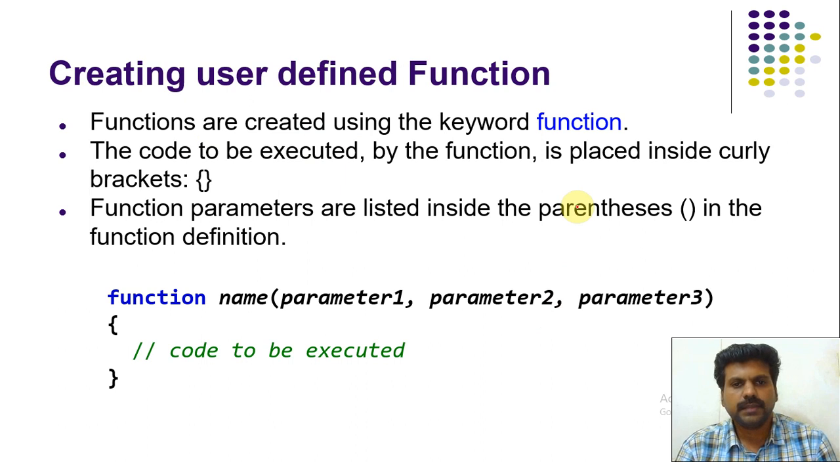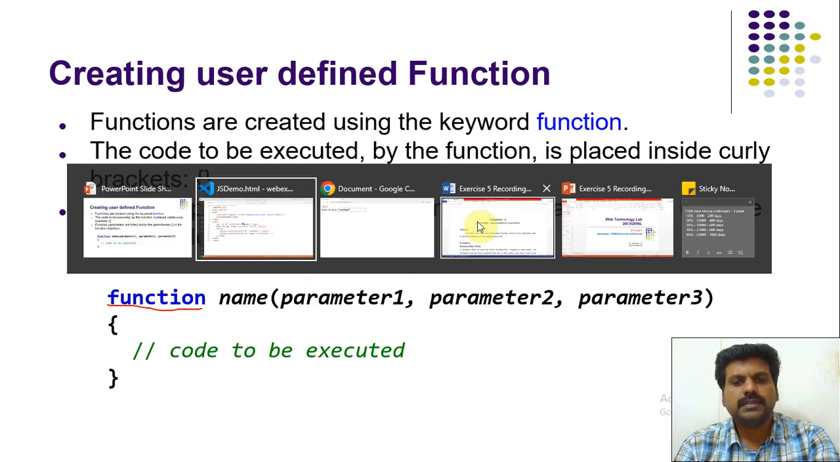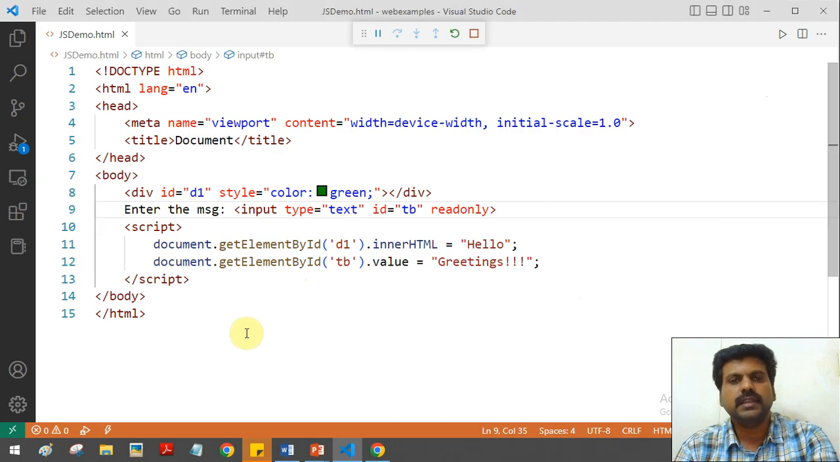when it is required. Okay, so in JavaScript you can create a function like this: function keyword, name of the function, parameter. If you want, you can use this function. Okay, let's see one example of how to create a function in JavaScript.